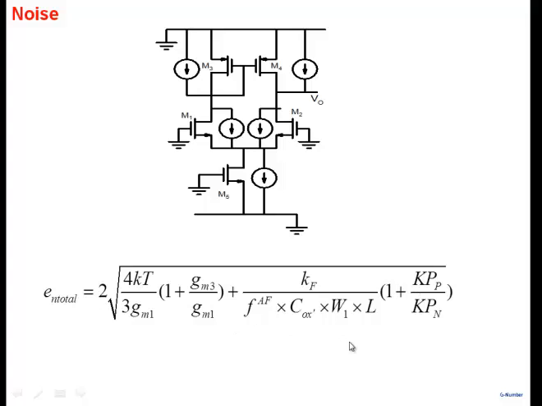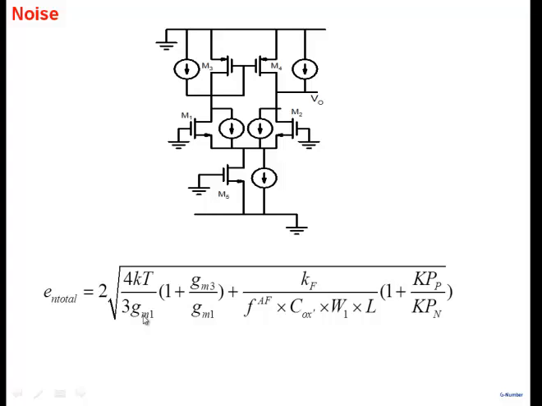Now this expression is important because the differential pair is an input stage here. The overall noise performance of an amplifier is all determined by the differential stage. So if you're interested in low noise performance, you have to minimize this one. And how do you minimize this one? You can see you have to make transconductance large.